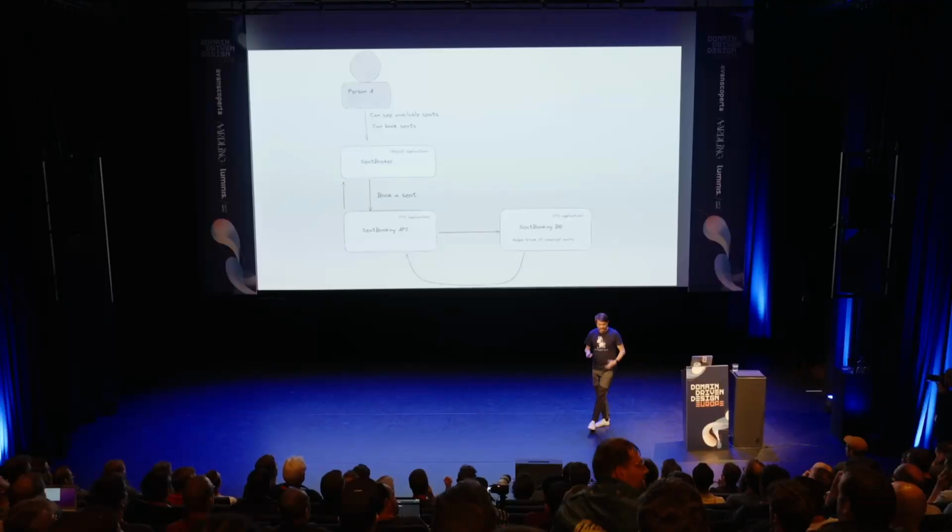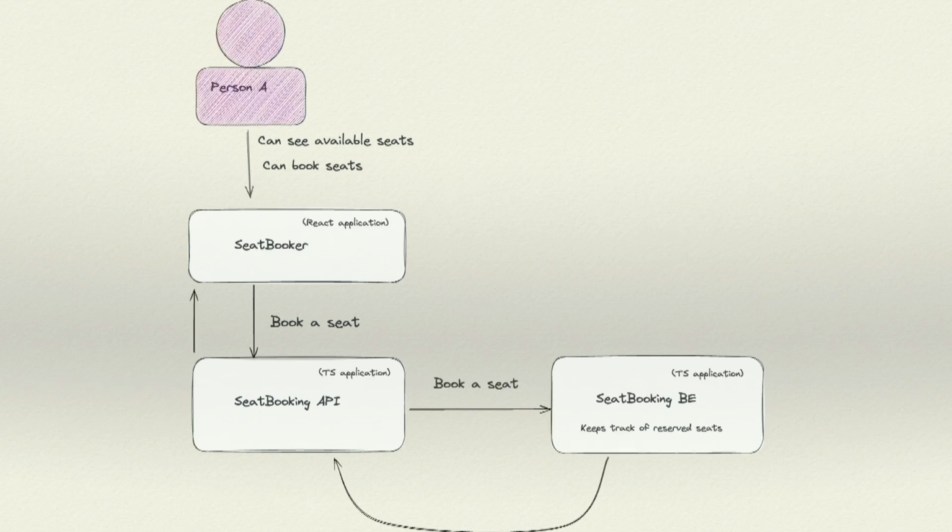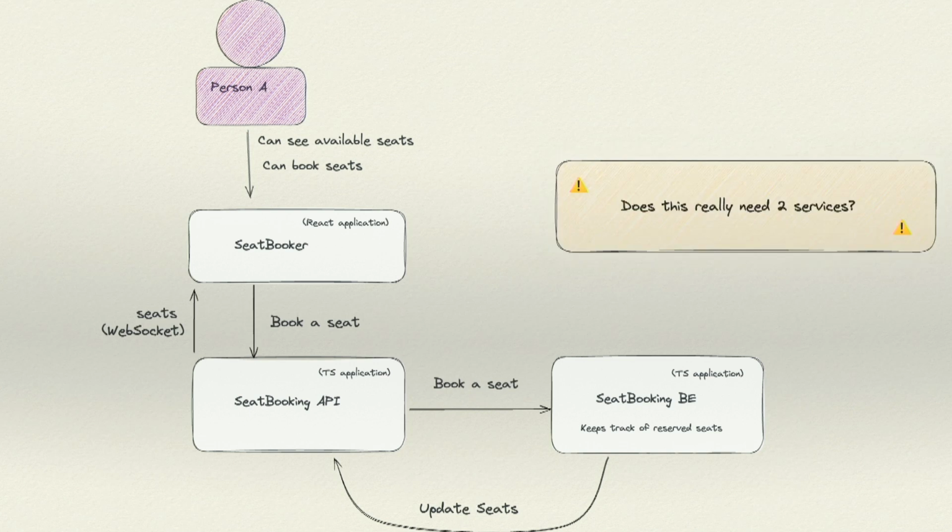And in order for this to be an event-driven microservice, we need 2 microservices for this. So there will be a message sent to book a seat for the other service over here that will then reserve updated seats for the API that will send the seats back to the front-end applications. Does this really need 2 services? If it's this small, most likely not. But for the sake of event-driven microservices, this is what it is.